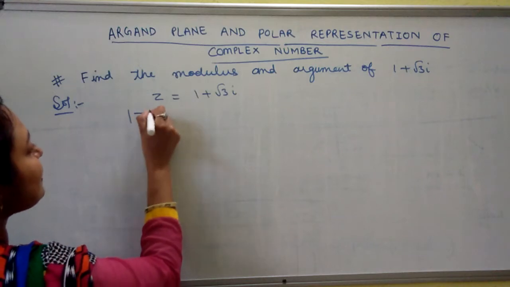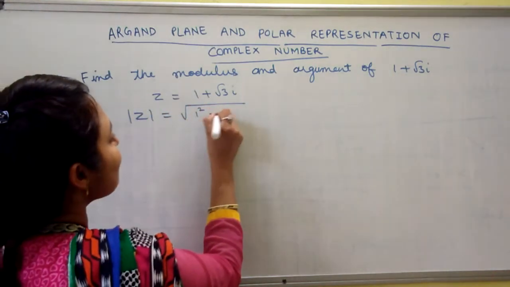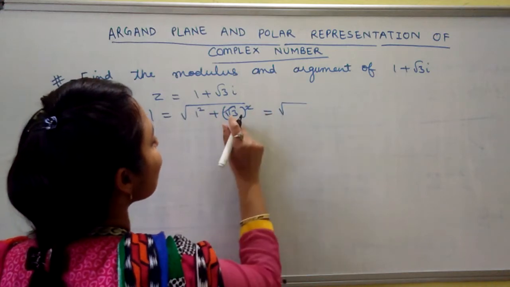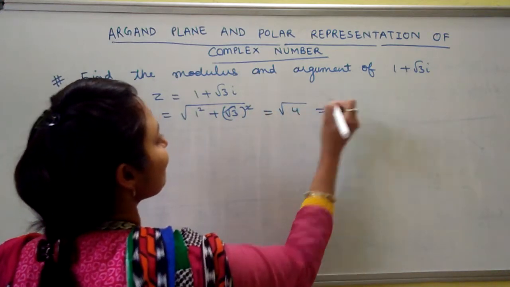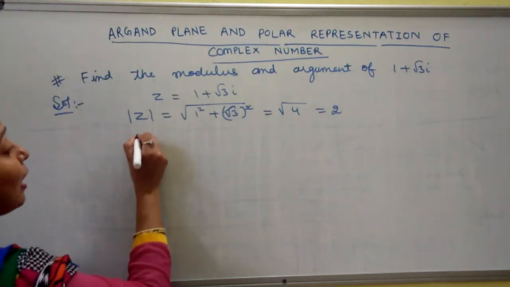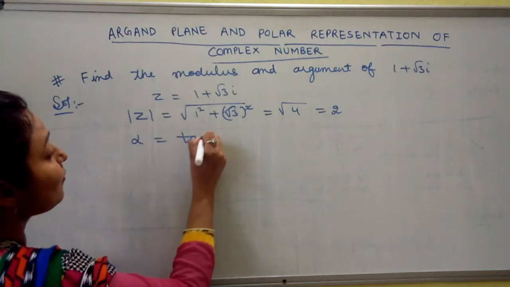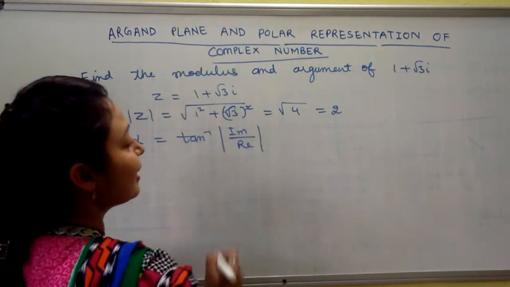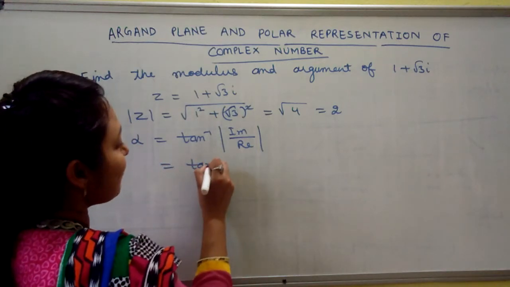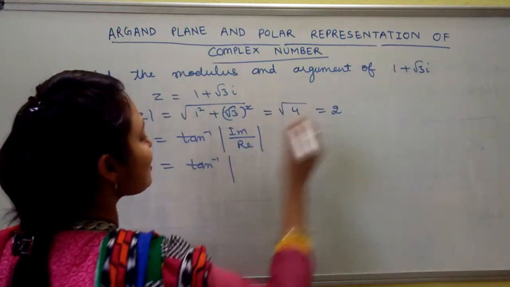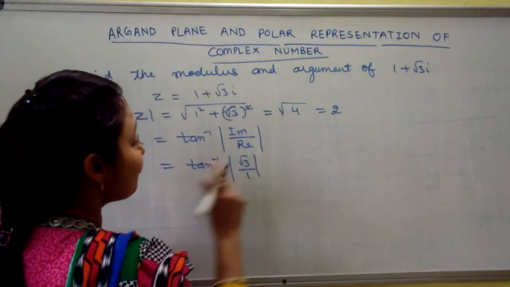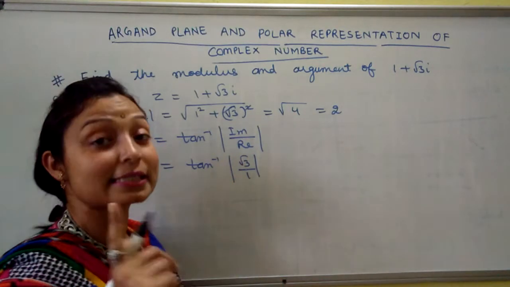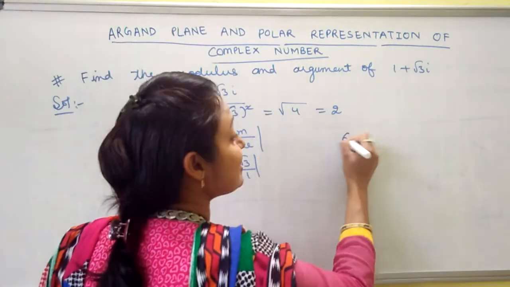I will take mod z, that is the square root of real squared plus imaginary squared. Square and root will cancel. Root 3 squared is 3, plus 1, that is 4, which equals 2. Now come to the value of alpha, that is tan inverse of imaginary upon real. What is the value of the imaginary part? That is root 3 upon 1. Where tan is root 3, that is at 60 degrees.